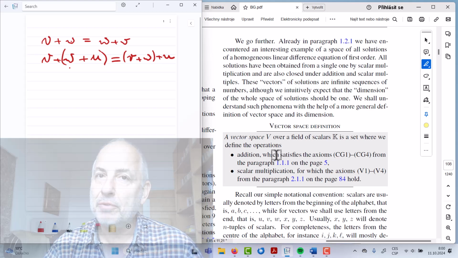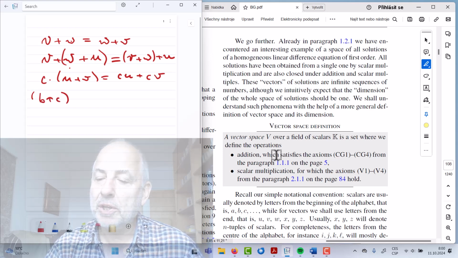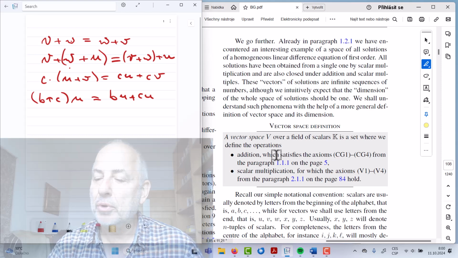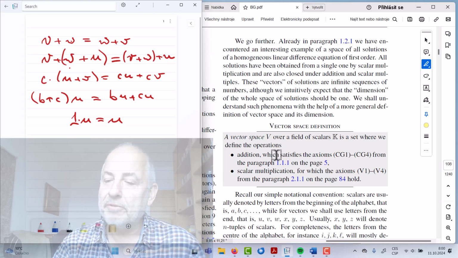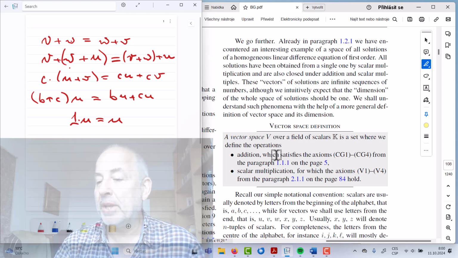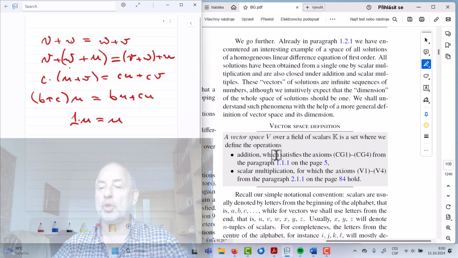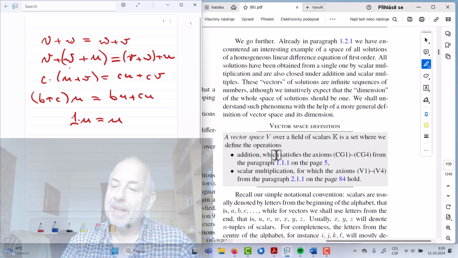There is the scalar multiplication, which is distributive, right? So c times (u plus v) equals c times u plus c times v, and also the other way around: (b plus c) times u equals b times u plus c times u. And one more was that 1 times u equals u. So we are dealing with a field of scalars. The scalars are in a field, and there is the one, and we require this, right?